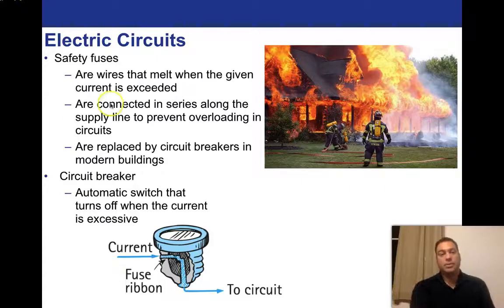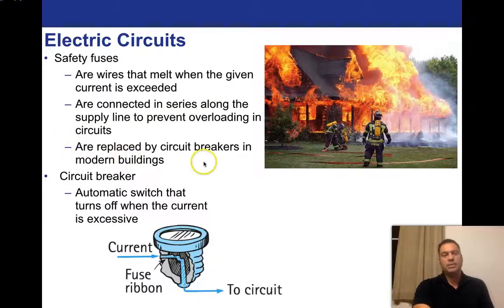Safety fuses are simply wires that melt when the given current is exceeded. So you can make a wire that can only take so many electrons going through it over any given period of time, so many amps of current. When that is exceeded, it basically melts and that breaks or severs the circuit, right? It kills the circuit. These are usually connected in series along the supply line to prevent overloading in circuits. So you want to make sure that you're careful about that.